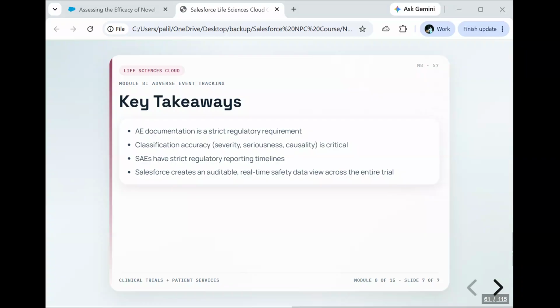So let's talk about the key takeaways. Adverse event management is where clinical trial management and patient safety intersect. Salesforce Life Sciences Cloud gives clinical operations and safety teams a structured, auditable way to capture, classify, and monitor safety data across an entire trial. This closes our Part A. In Module 9, we switch to patient services.